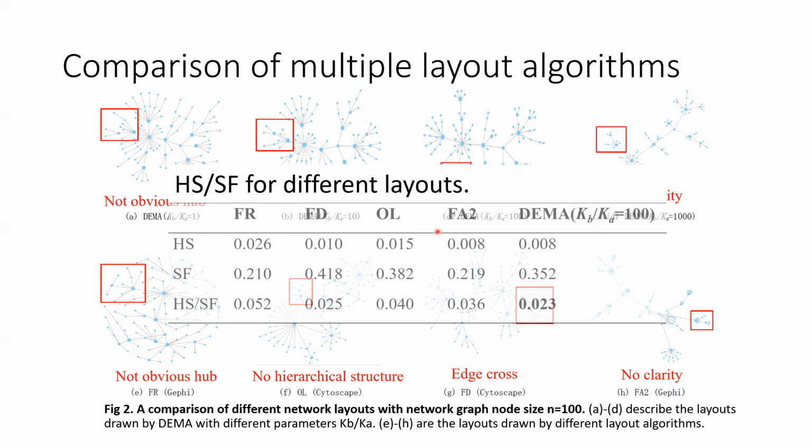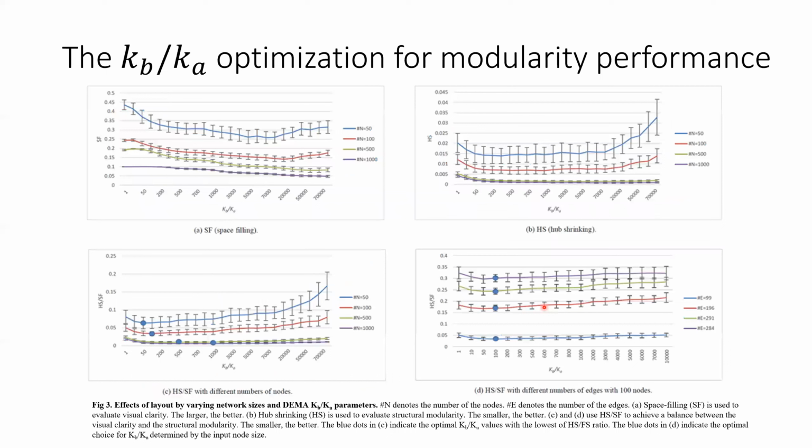We also quantitatively confirmed our discovery using the hub shrinking versus the space filling, and here DEMA provides the best performance. To maximize the modularity performance, we control the ratio of KB and KA using different numbers of nodes. Subgraph A and B show the space filling trend and hub shrinking trend corresponding to the ratio.